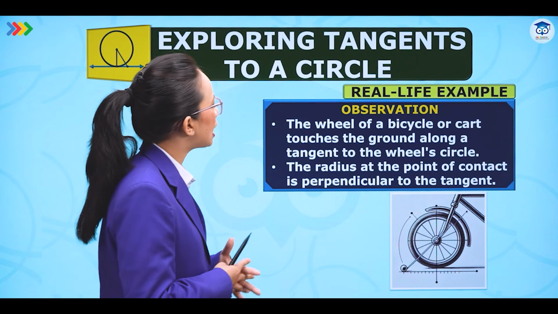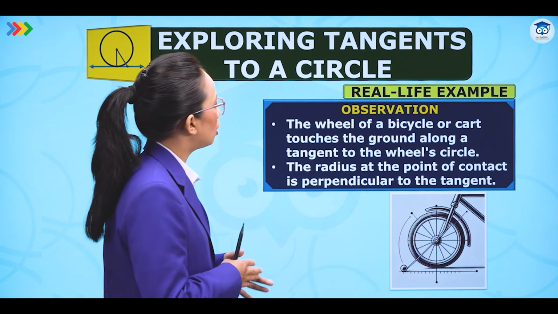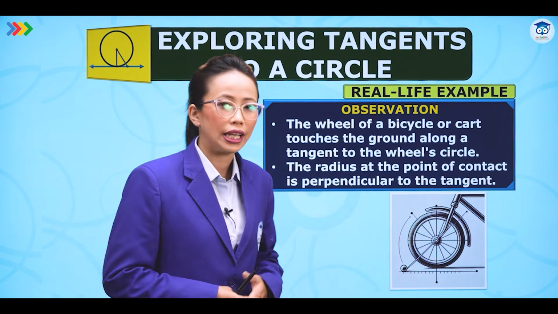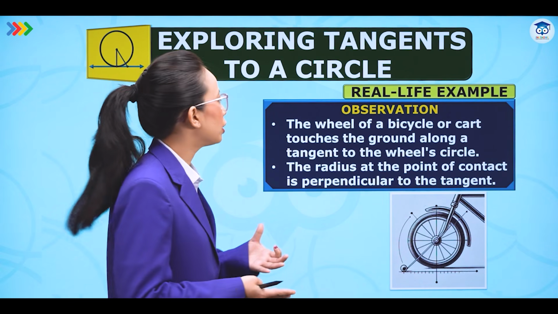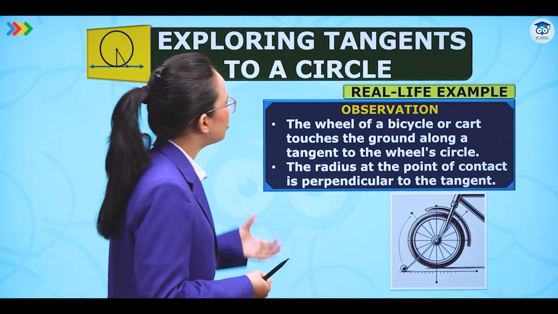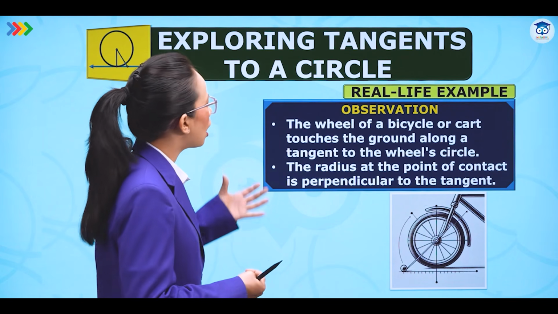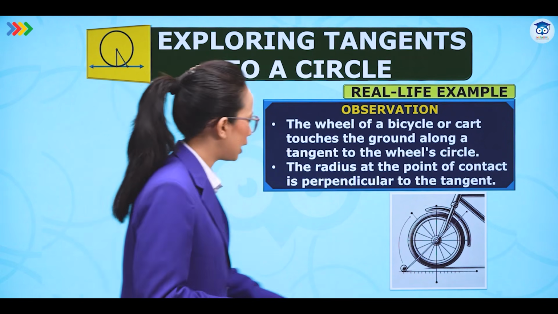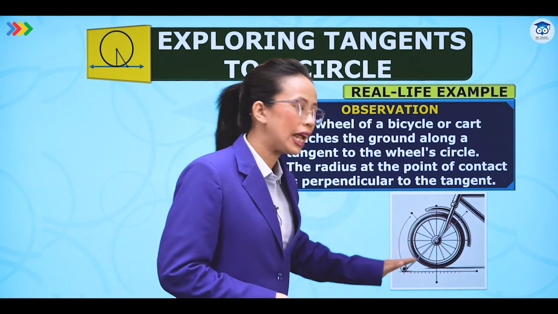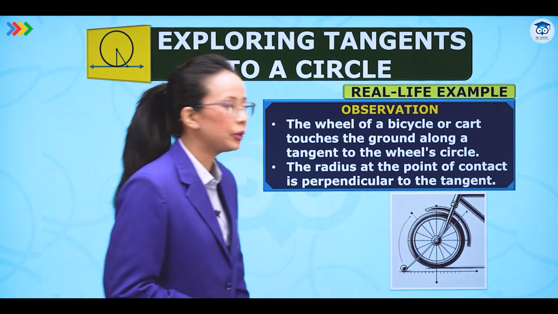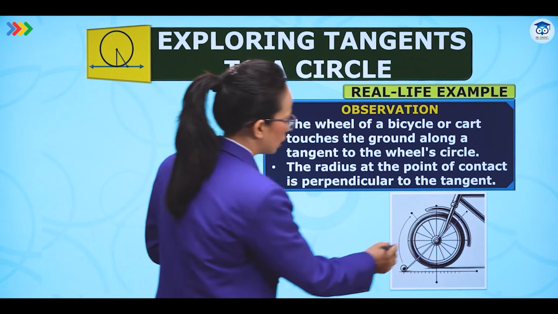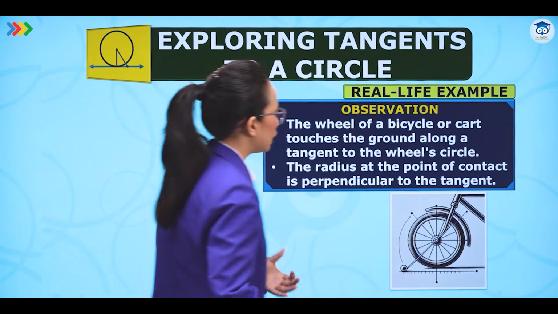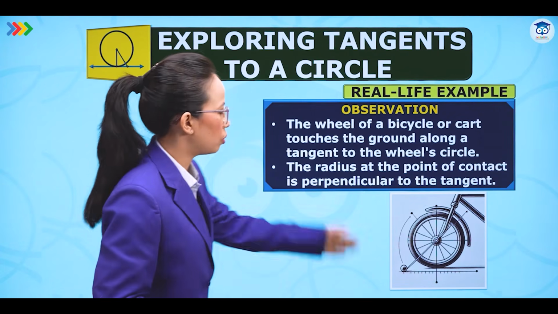A real life example we have seen is the wheel in a motorcycle, in a car and so on. There also we observe that the wheel of a bicycle or car touches the ground, so it acts like a tangent. This is one of the radii at the point of contact. So here also we can see that it is always perpendicular.